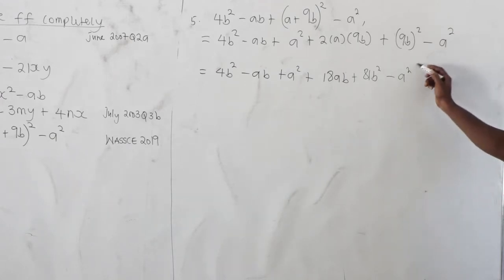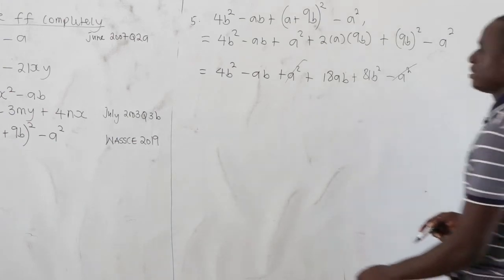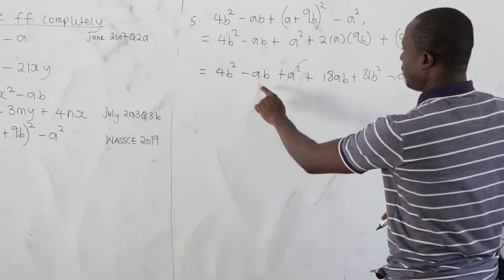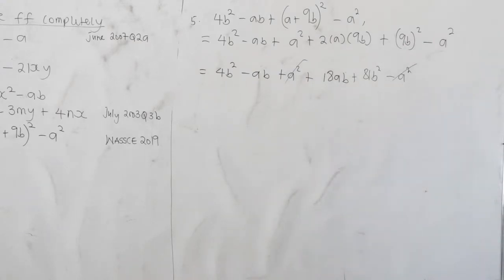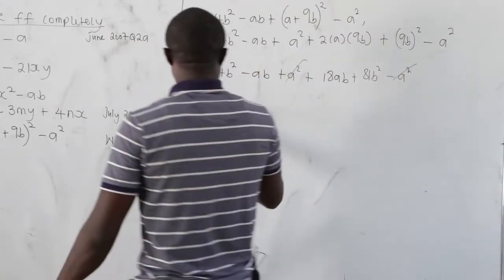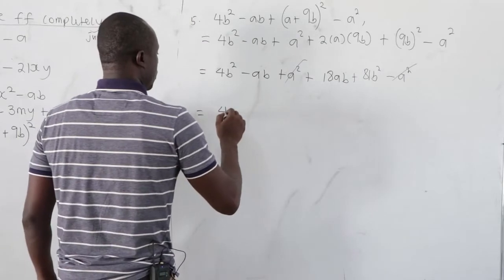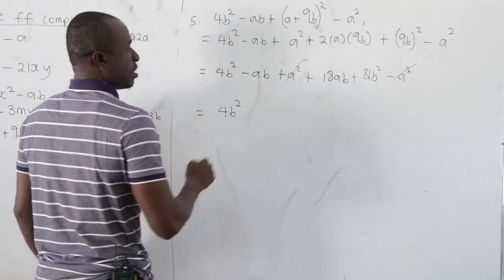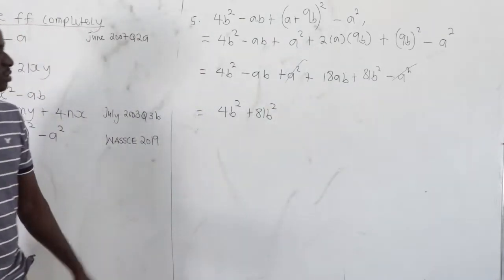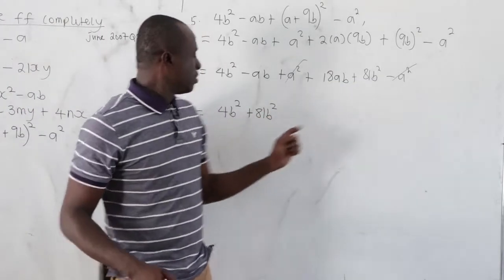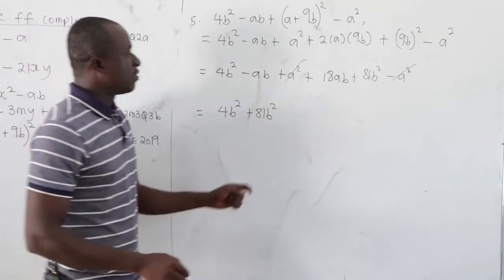Now what can we say? This and that will cancel out, and then we have negative ab and this 18ab. So here, grouping terms, we have 4b squared plus 81b squared. That's 4b squared, 2b squared. That's what we have over here.